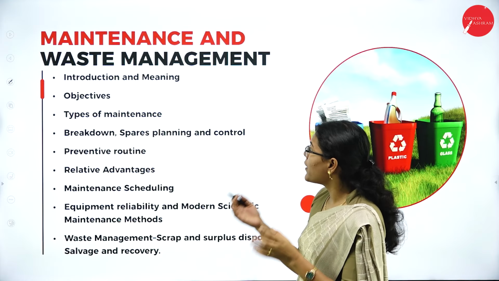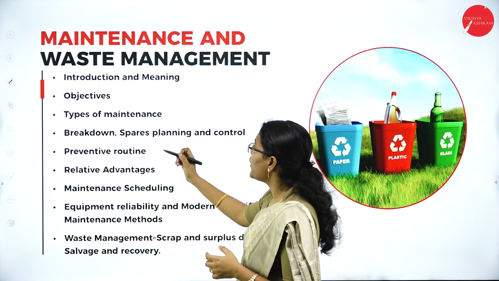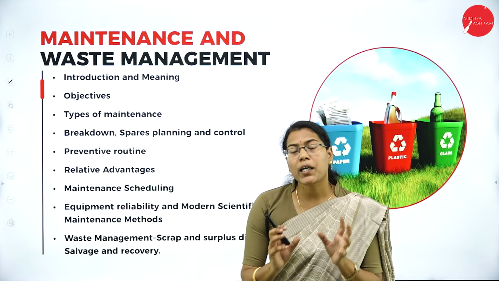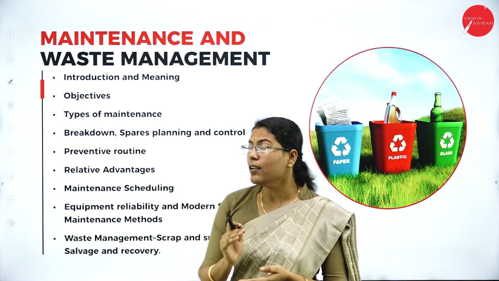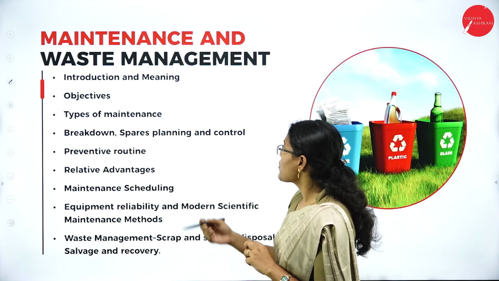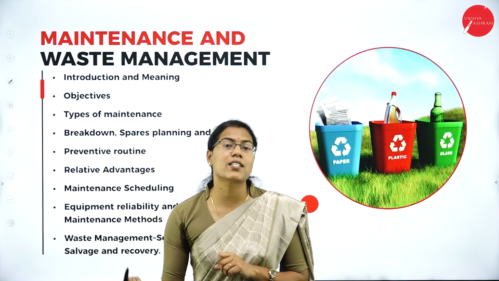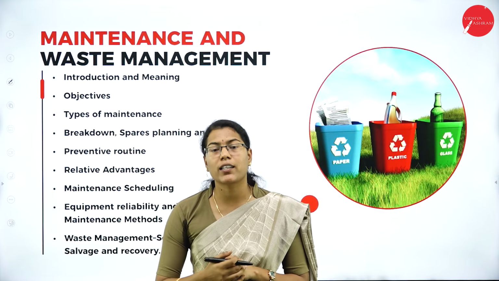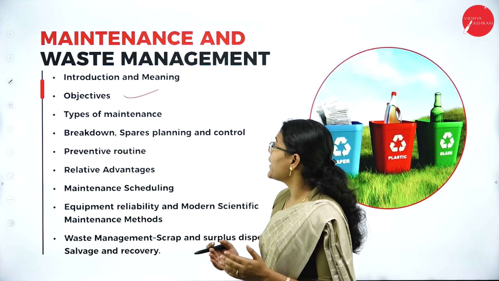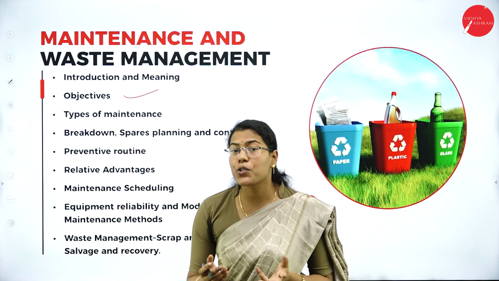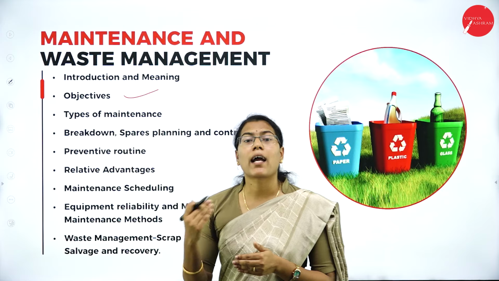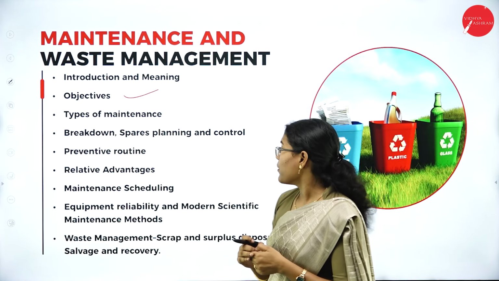The topics covered under this module are introduction, meaning, and objectives. Here the meaning refers to the keeping or upkeep of all the facilities in the production unit so that it will not disturb the production process. So it is about the maintenance and also the disposal of waste that is produced in the process of production. Objectives: the main objective of maintenance and waste management is to ensure reliability and availability of equipment and less downtime and repairs in the organization.